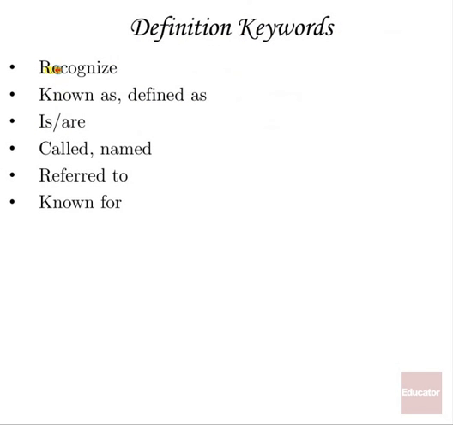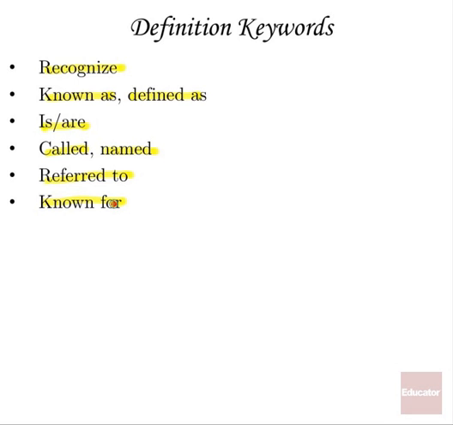Here they are: recognize, known as, defined as, is, are, called, named, referred to, known for. You recognize a dolphin by its bottle nose, which it uses to catch fish. One example of a marine mammal is called a blue whale. The party which is supported by the teachers' unions and employee unions is referred to as the Democrat Party.